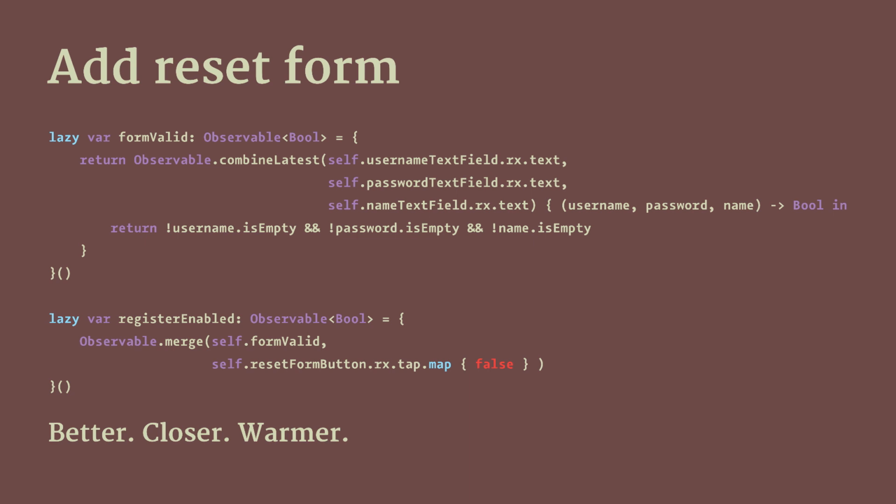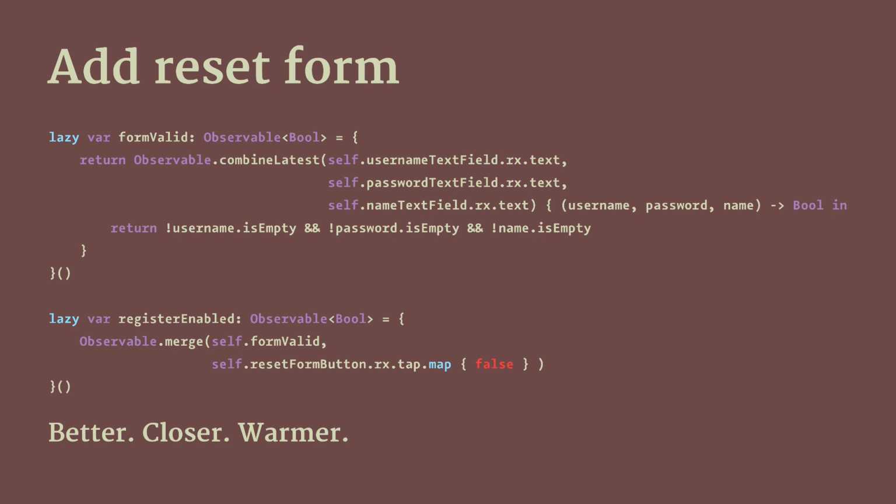And then we're also going to watch the reset form button. And again, we're pulling an RxCocoa observable off of that. We're going to pull off a tap, and we're just going to map that. We're going to change that tap, which might return a UIButton, to just return false. We're going to change that to a Boolean so that it matches our other observable, our form valid observable. They're sending the same sort of thing. So now I'm going to merge those together. And when either one of those sends a value, my register enabled observable is going to send that out as its value.